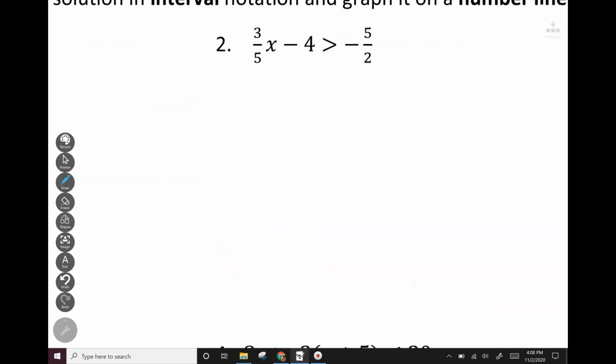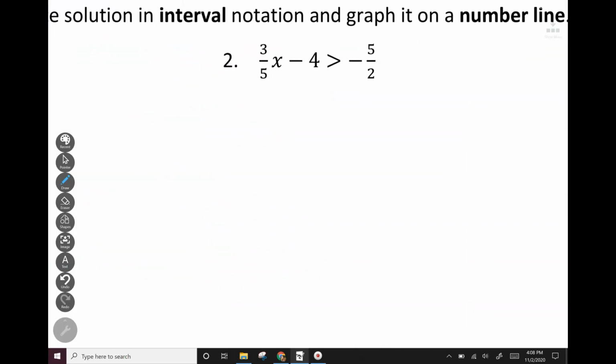All right, number 2. So solving this as though it were an equation. Just make sure if you have to divide by a negative, you flip the inequality. So 3 over 5, I'm adding the 4 on both sides.